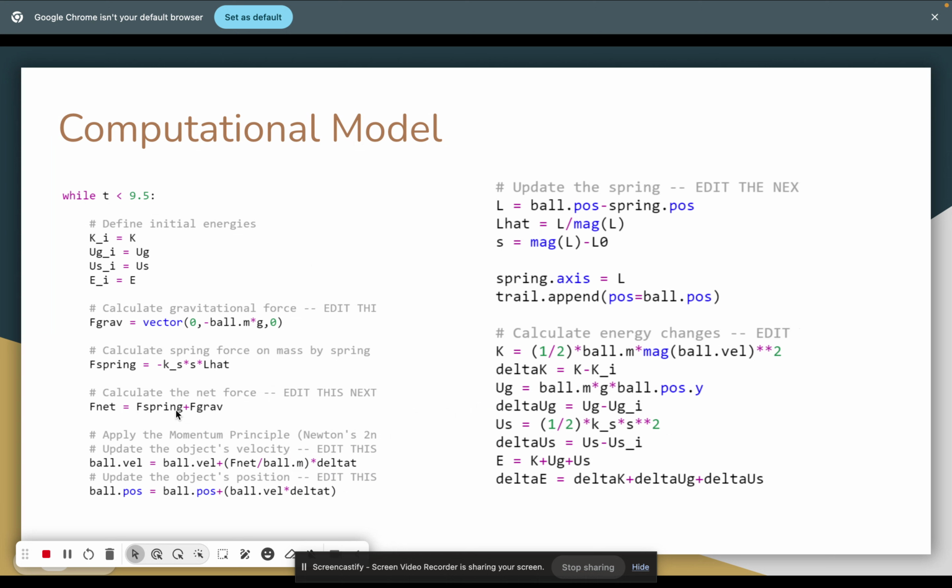Inside the while loop, to get the changes in energy, I calculated the net force by adding together the spring and gravitational force, and then I used the position and velocity update formulas to get the current velocity and position of the ball. I then used the energy principle to find the formulas to find the change in kinetic energy, gravitational potential energy, and the spring potential energy, and I used the formulas that were shown a couple slides earlier. And then I used this to find the total change in energy, delta E. I added them together.